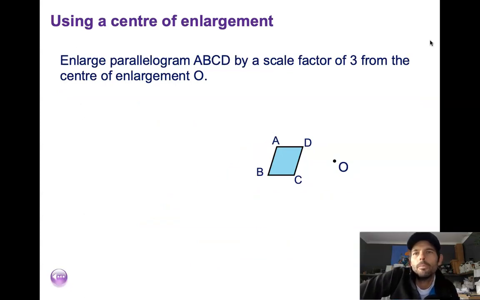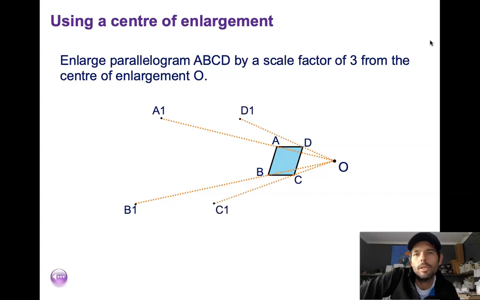So here we're going to enlarge a parallelogram, ABCD, by a scale factor of 3, so multiplying each side length by 3. But instead of just multiplying each side length by 3 and drawing that shape in a random space, we're going to use the center of enlargement O to make the parallelogram bigger. So we go from the center of enlargement to each vertex, measure it from O to A, and then triple that length, or multiply it by 3, to get to A1. We do the same to B to get to B1, same to C to get to C1, and the same to D to get to D1.